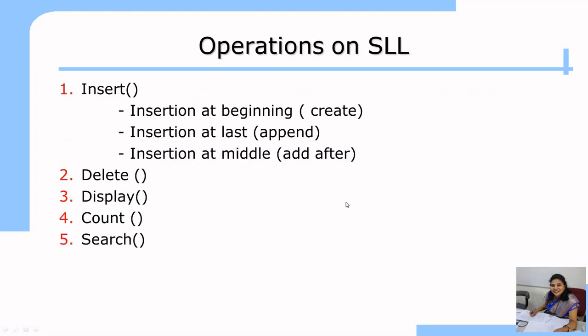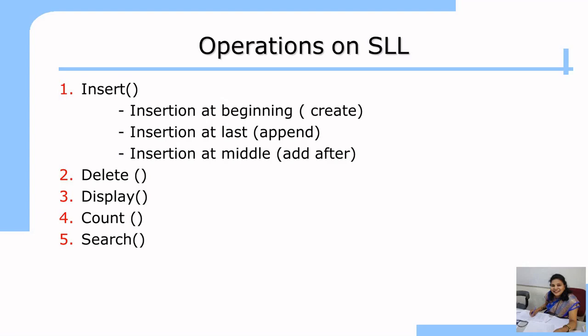Operations on single linked list. There are 5 operations that we are going to implement on the single linked list. First, insertion. We can insert any element, any node, anywhere in the single linked list. So we are implementing 3 insert functions: insertion at beginning, also known as create; insertion at last, also known as append; insertion at middle, also known as add after. The next operation is delete. We delete the specified node from the linked list.